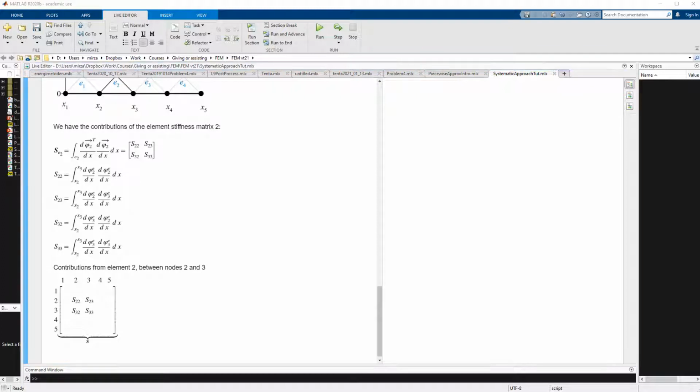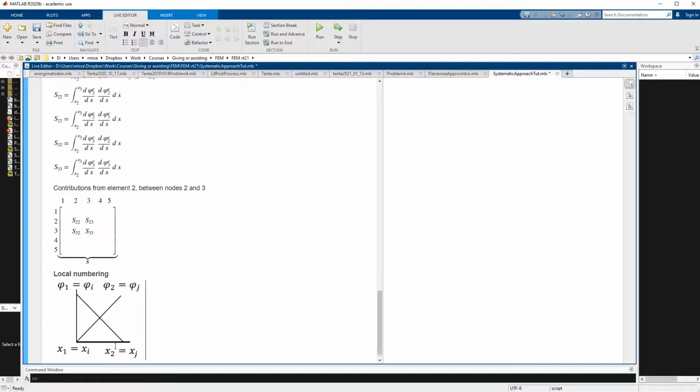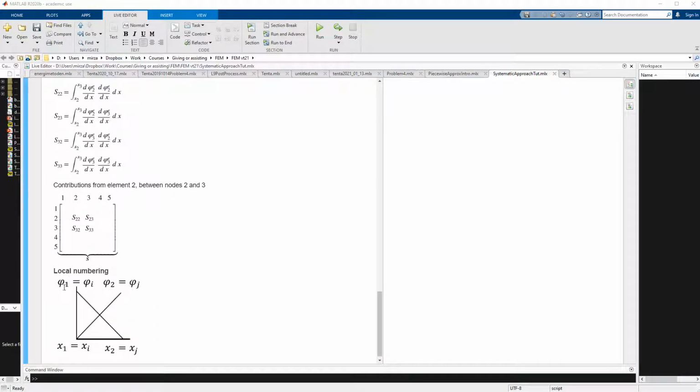So what we will do is just a variable substitution. We will call phi1 always our first local basis function. So for every element, we have two basis functions, phi1 and phi2. And these correspond to phi i and phi j in the global, but we're just going to call them phi1 and phi2 for every element. And we're going to define these for every element. So phi1 and phi2 will be unique for every element.